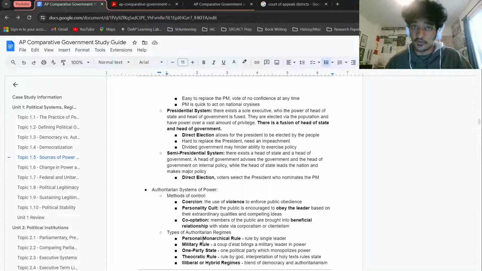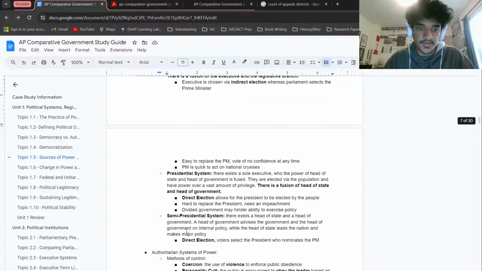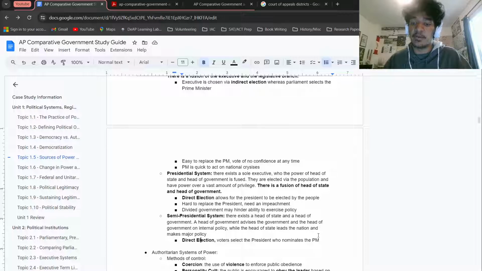It's very hard to remove him. Impeaching is a very bad process, a very long process. And then, let's talk about semi-presidential systems. This is when there's a head of government and head of state. Now, the president is elected through a direct election, while the PM is appointed by the president, who is elected by the people. So technically, it's an indirect election for the PM.